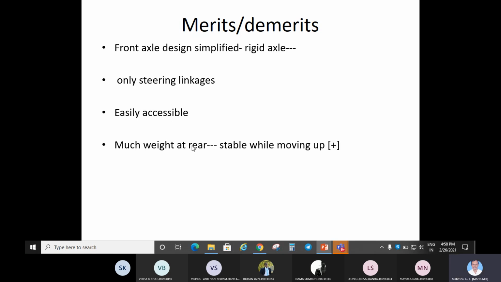Much weight is at the rear normally, which will help better traction while moving up a gradient, which was a cause of concern in the previous type of layout. Because of weight transfer that will take place from front to back while ascending a hill, it betters the system. Traction will be better available at the driving wheels while moving up a gradient. There will not be any lack of traction, unlike for the front wheel drive category. These are some of the advantages.